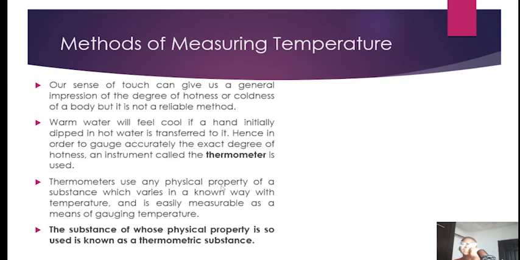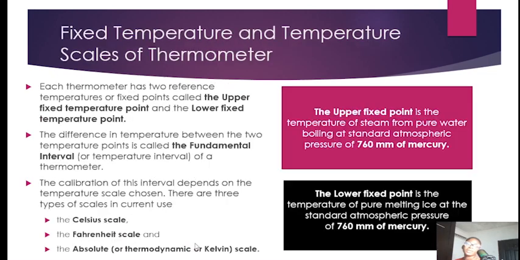Thermometers use any physical property of a substance which varies in a known way with temperature, and is easily measurable as a means of gauging temperature. The substance whose physical property is to be used is known as a thermometric substance. Fixed temperature and temperature scales of thermometer.